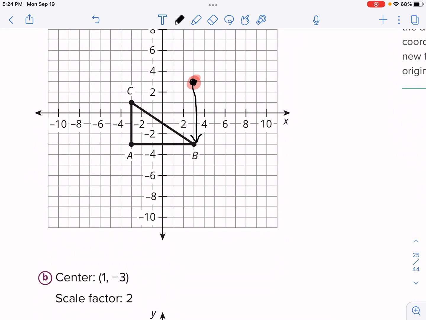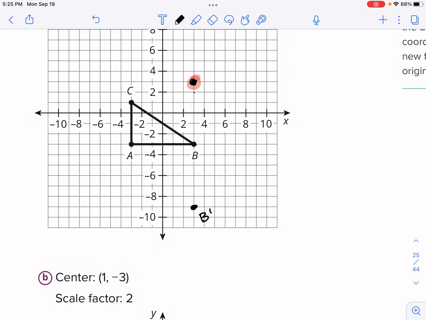So that's one step. This is the second step since our scale factor is 2. 1, 2, 3, 4, 5, 6. It should be at that point right there. I'll put that point here, and I'm going to erase these arrows with the arrowheads. Get rid of that, get rid of that. Okay, so this point is B prime.